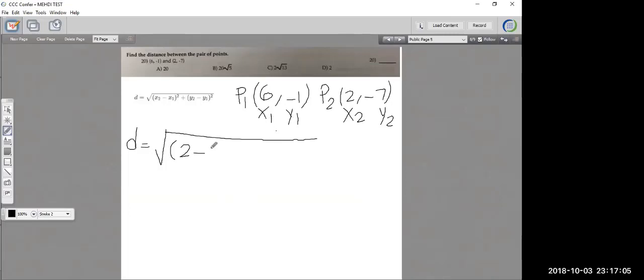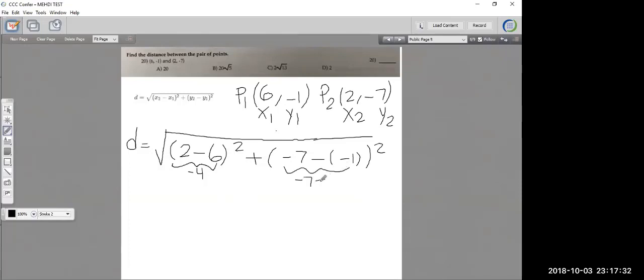x2 is equal to 2, x1 is equal to 6, and we write the square here, plus y2 is minus 7, minus y1 is minus 1. Be careful with the signs. Here 2 minus 6 would be minus 4. This would be minus 4. And then here we have negative 7, negative and negative would be plus 1, so that would be negative 6.